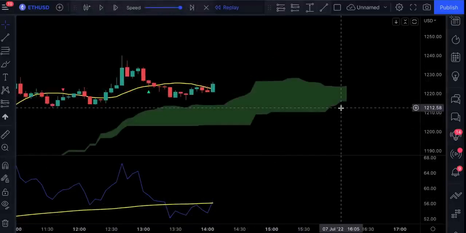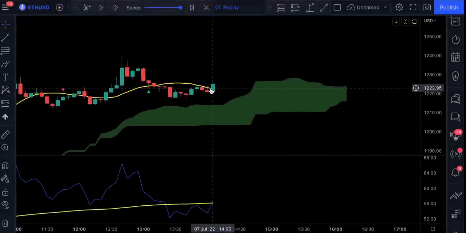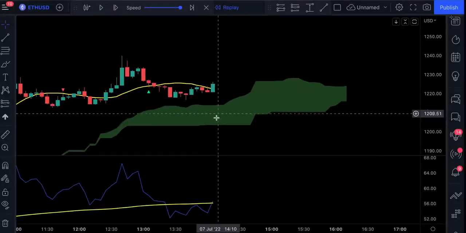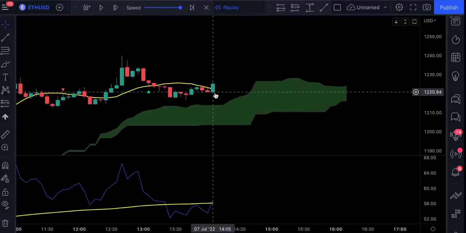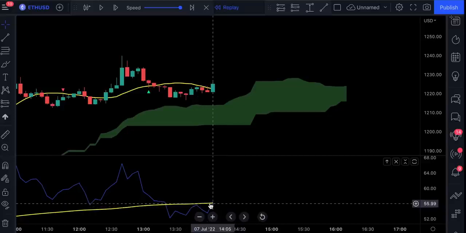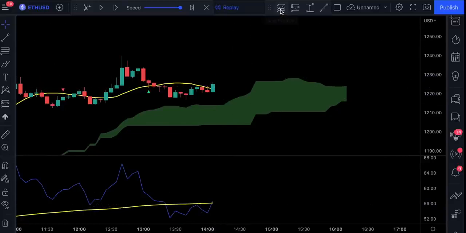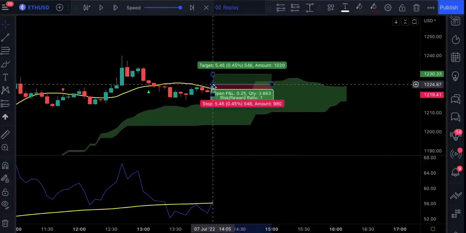Alright, so for a long position to be valid, we need to have the price action closed above this PIB yellow line. The Ichimoku cloud has to be colored in green and the price action has to also close above it. And the last condition will be to have this RSI blue line crossing above this yellow moving average. And once we have these rules met, we will go ahead and place a buy order at the close of our trigger candlestick. Our stop loss will be set at the recent lowest price.